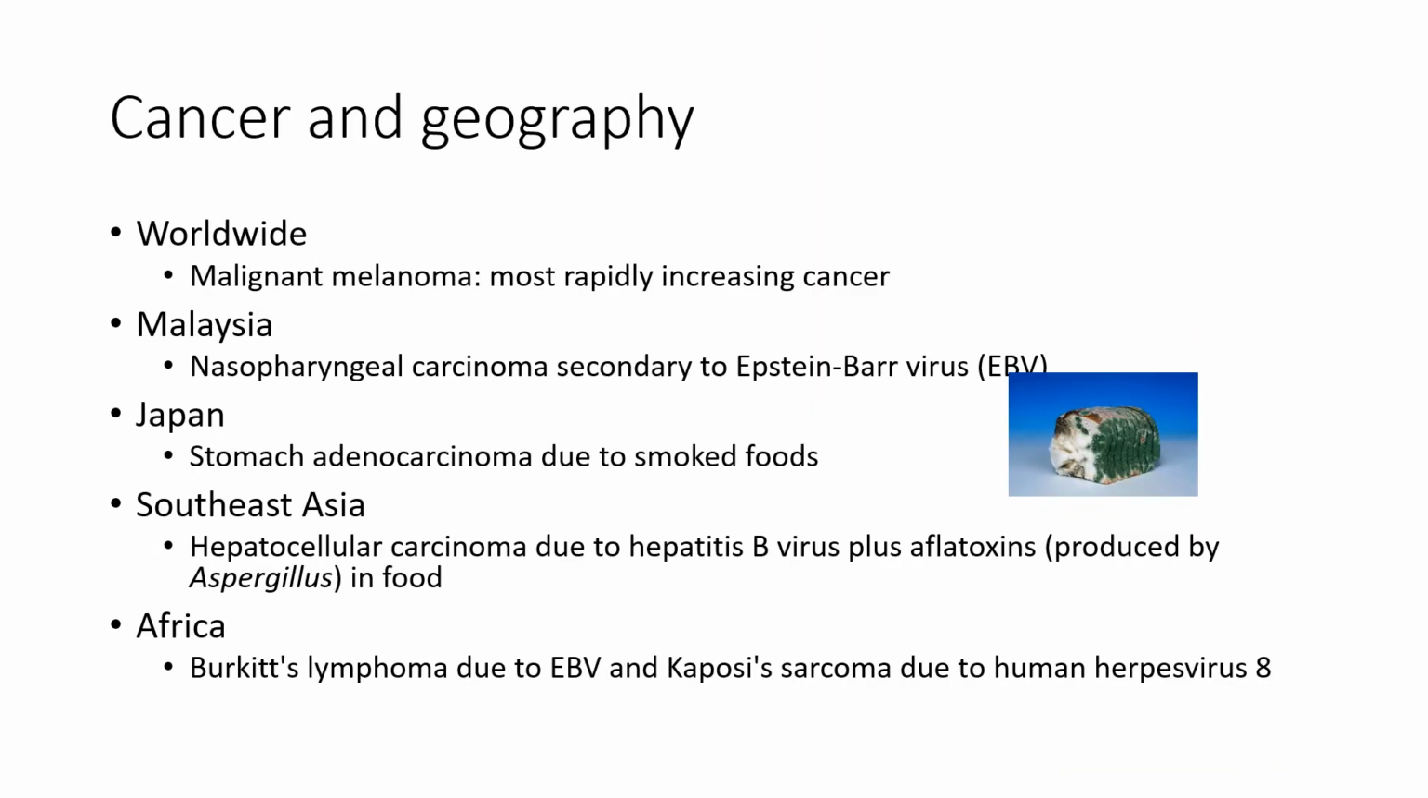Some cancers are associated with geography. Worldwide, malignant melanoma is the most rapidly increasing cancer and can be seen everywhere in the world. In Malaysia, nasopharyngeal carcinoma is quite common, secondary to Epstein-Barr virus. In Japan, stomach adenocarcinoma is common due to the ingestion of smoked foods. In Southeast Asia, hepatocellular carcinoma is quite common because of hepatitis B viral infection plus the exposure to aflatoxin produced by Aspergillus in food. In Africa, Burkitt's lymphoma is quite common due to Epstein-Barr virus infection, and Kaposi sarcoma due to human herpes virus 8 infection.